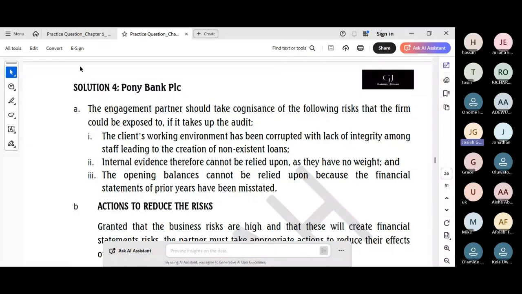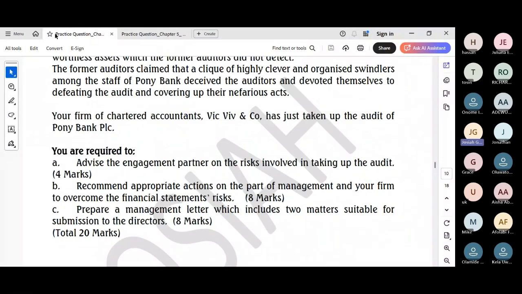So part A talks about advise the engagement partner on the risk involved in taking up the audit. So we have 4 marks. In writing this section, we are required to identify the key risks arising from the case study. So focus on the core issues presented: prior fraud, management and staff collusion, big risk, and the unreliability of prior financial statements and internal evidence. So the risks here are not just financial, but also professional and reputational for the audit firm. So how do we write? List the risks clearly. So for a 4-mark question, aim for about 3 to 4 well-explained points. Don't just name the risk.